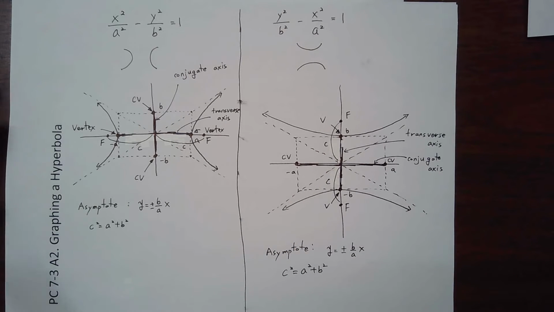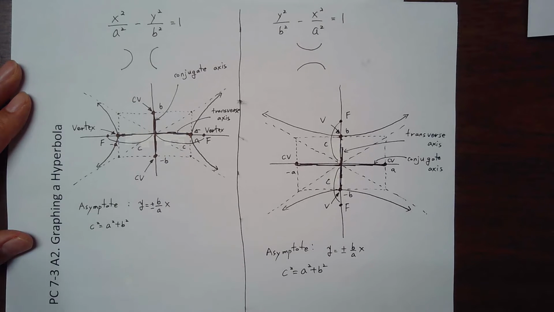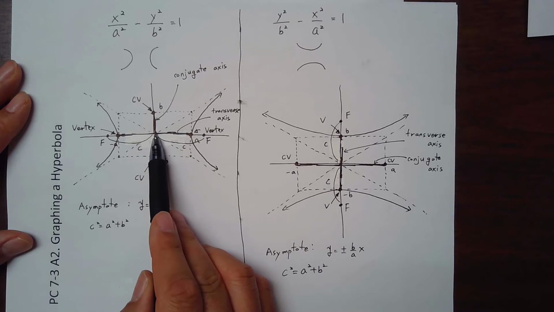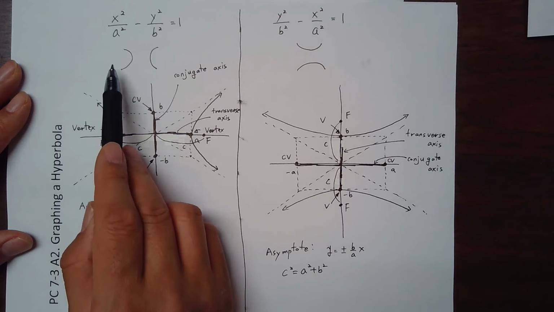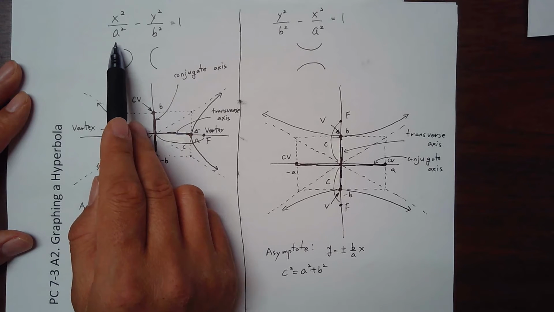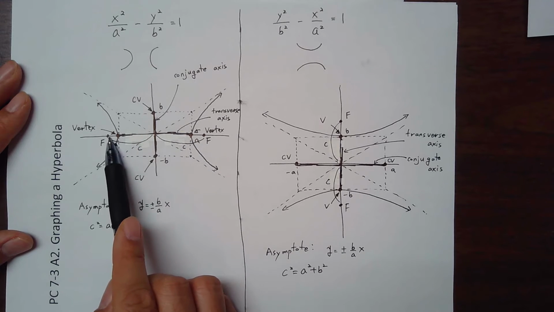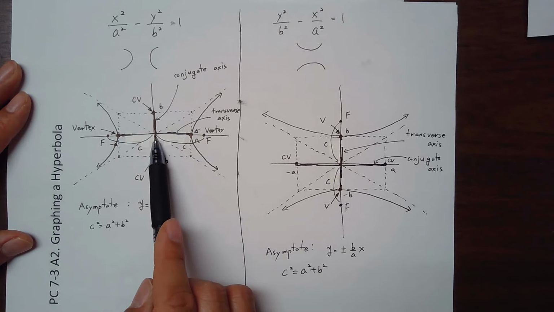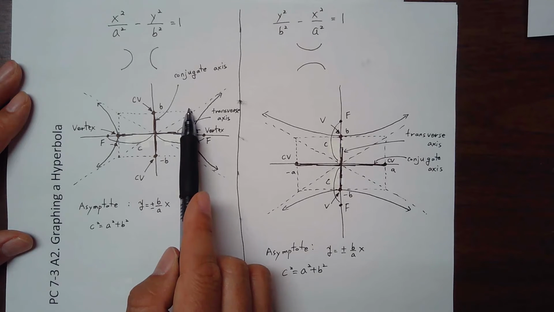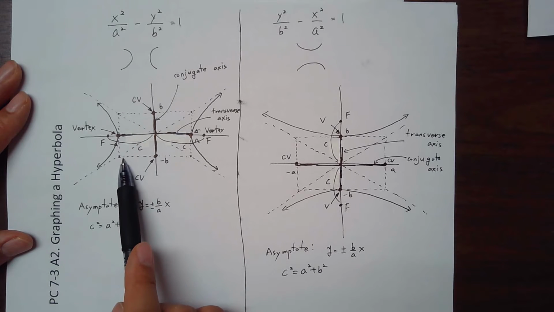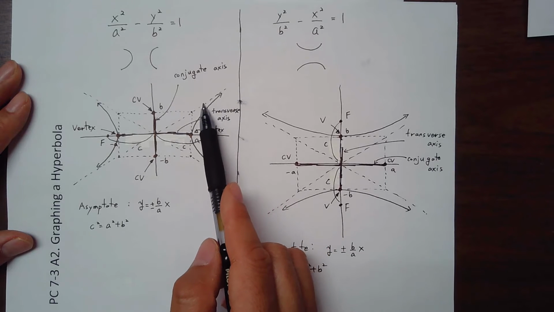How do we graph a hyperbola? You start from the center at 0, 0, and you go right by a, left by a from the center. So a is the number underneath x, b is the number underneath y. You go right by a, left by a, up by b, down by b, and then you plot a rectangle.